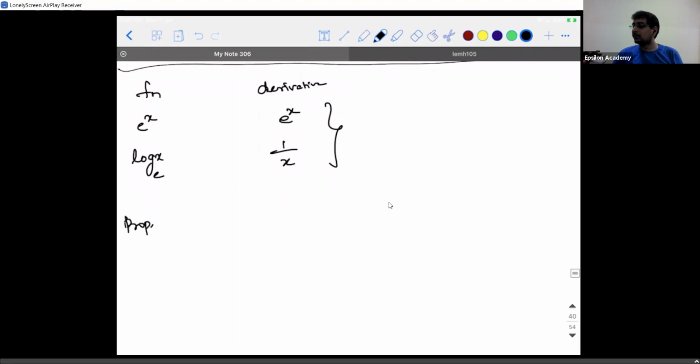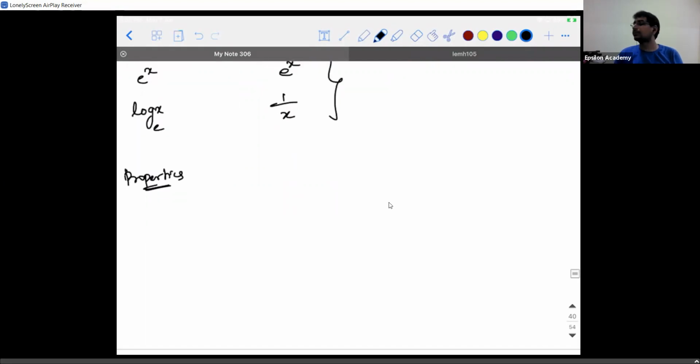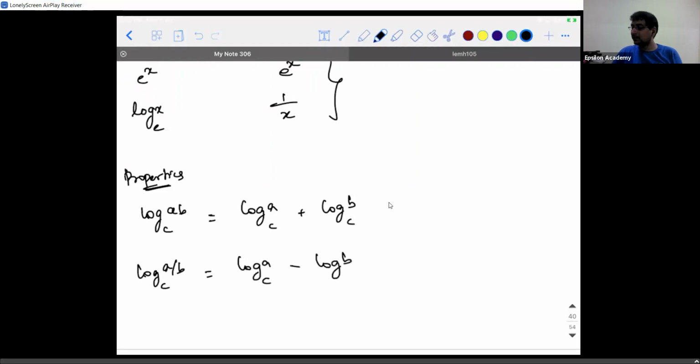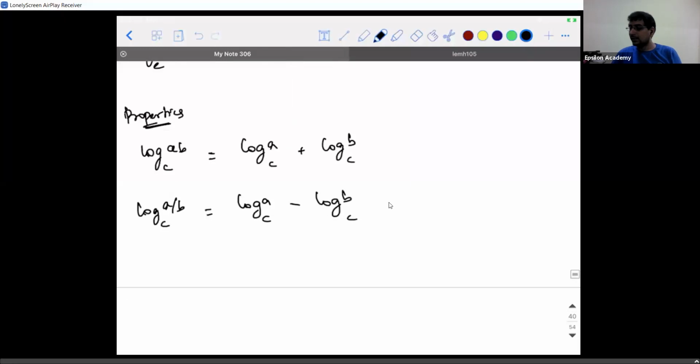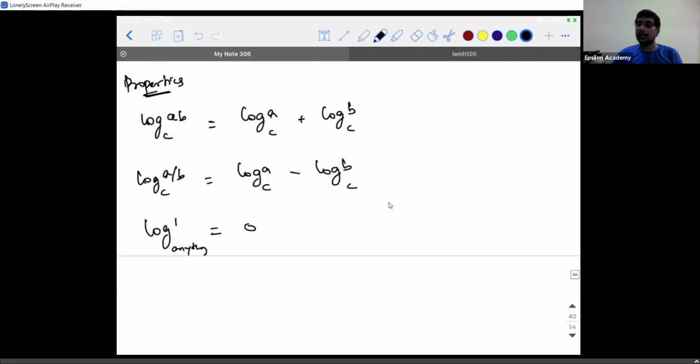Next is properties. What are all the properties we are going to use? Again, it's very simple. Log AB base C is nothing but log A base C plus log B base C. Log of A by B base C is equal to log A base C minus log B base C. Similarly, log of 1 base anything is equal to 0. Similarly, log of anything base itself is 1.